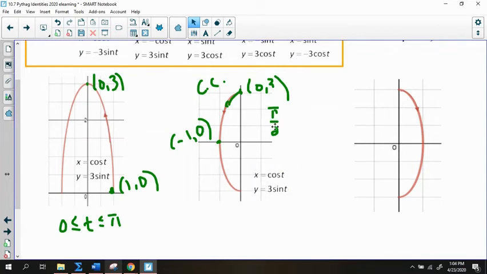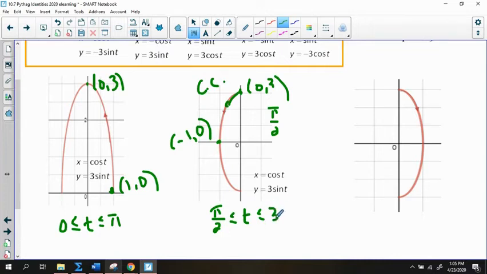So I want my graph to go from pi over 2 to 3 pi over 2, but still the same thing. Does that make sense? I hope it does. I'm asking a question to thin air that no one can answer. So please make sure if this is confusing to you, you let your teacher know.